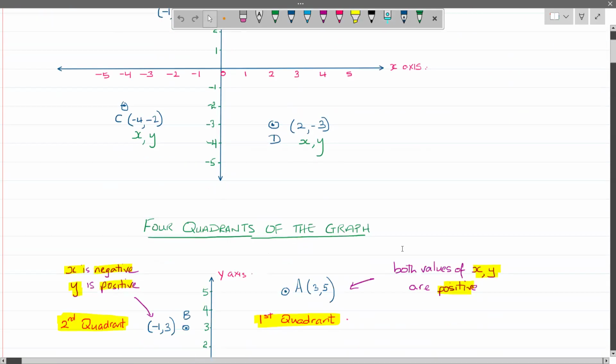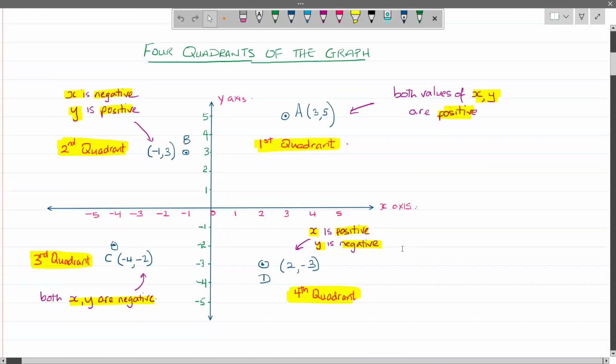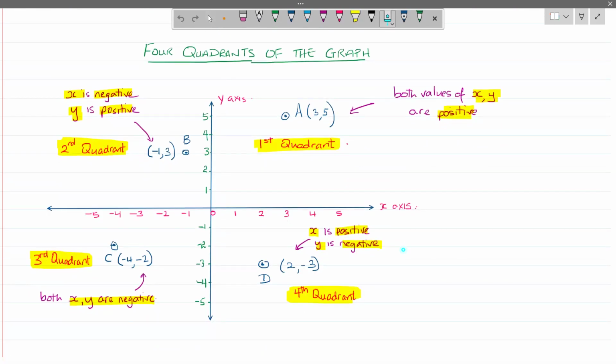All right? Now, there are 4 quadrants on your graph. You have the first quadrant. This is the second quadrant. This is your third quadrant. This is your fourth quadrant, right? We're using the word quadrant because it's divided into 4 areas. In the first quadrant, any point that lies in this area, both values of x and y are positive. So any point that I put here, you will find that the coordinates of that point are positive, right?